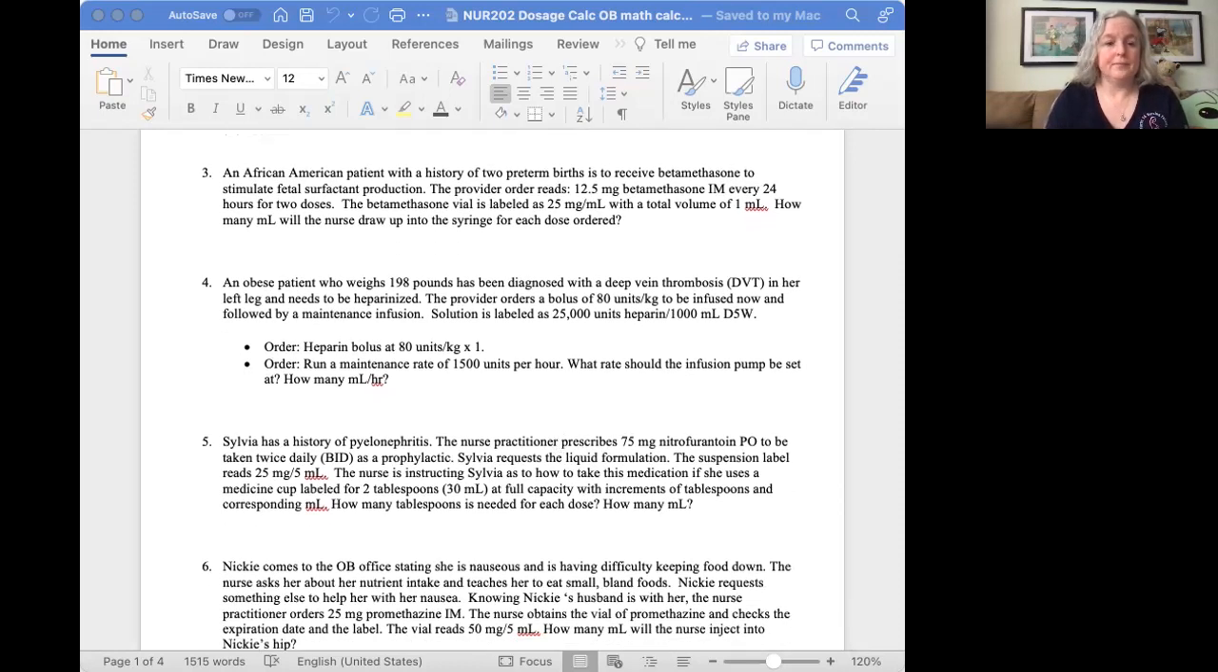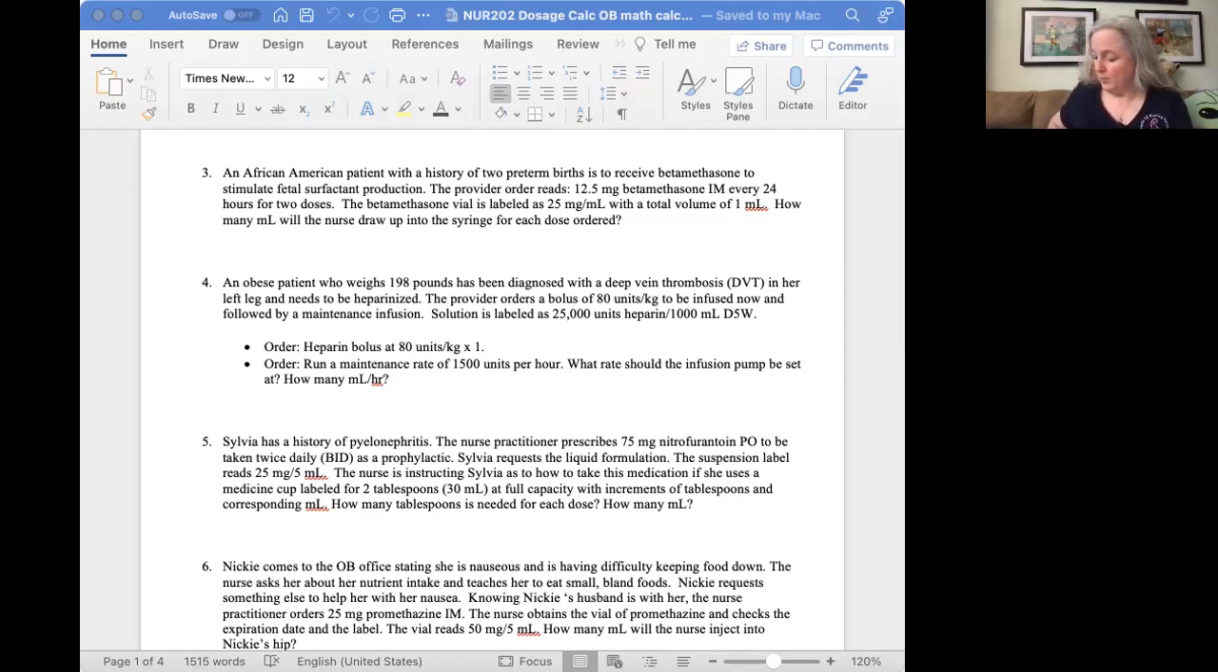Question number 3. An African-American patient has a history of 2 preterm births and is receiving betamethasone to stimulate fetal surfactant production. The provider order reads 12.5 milligrams of betamethasone IM every 24 hours for 2 doses. The betamethasone vial is labeled at 25 milligrams per milliliter with a total volume of 1 milliliter. How many milliliters will the nurse draw up in the syringe for each dose ordered?